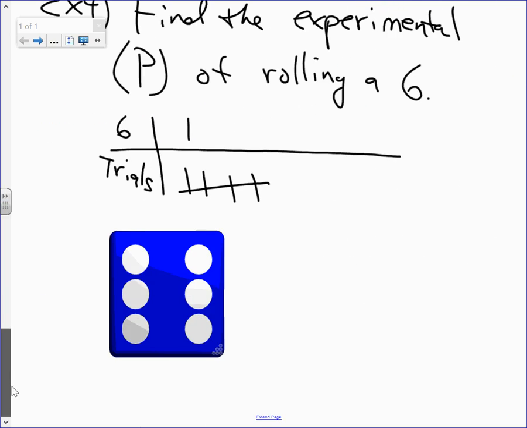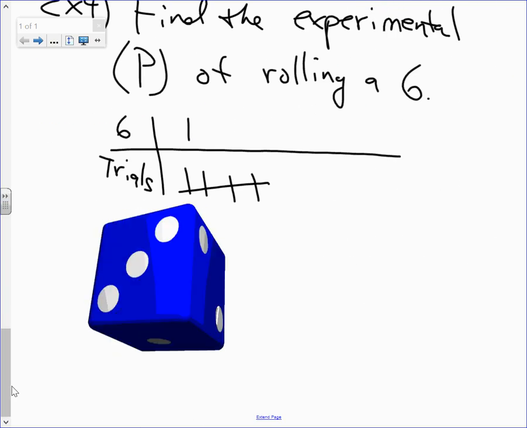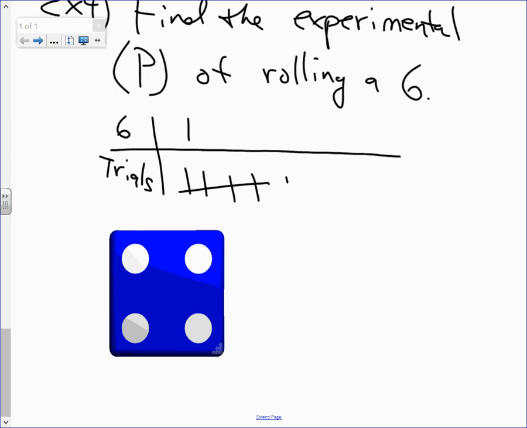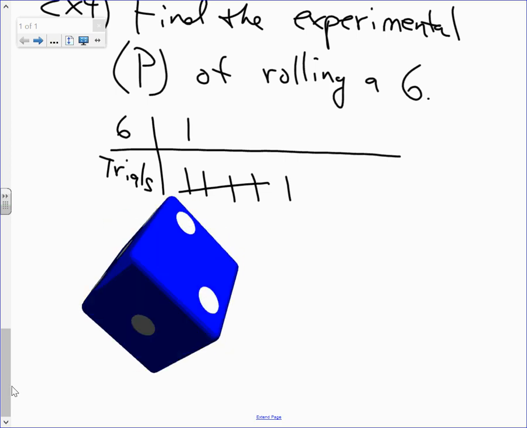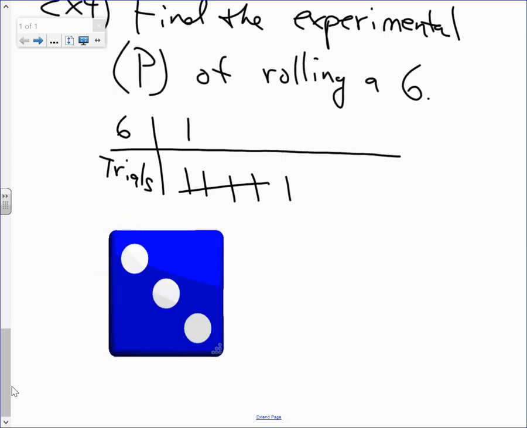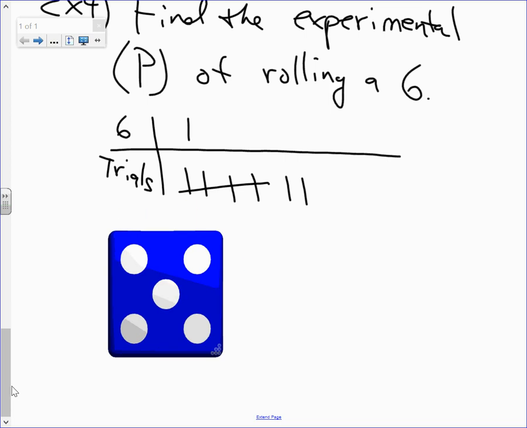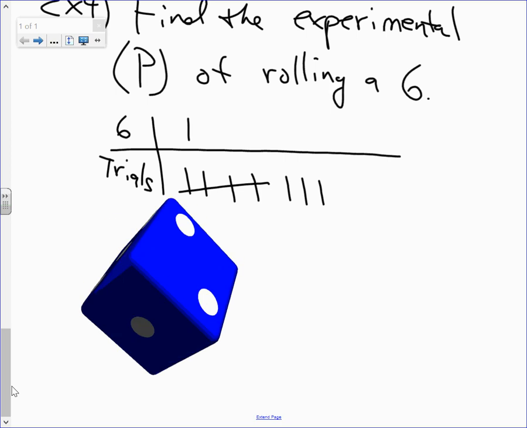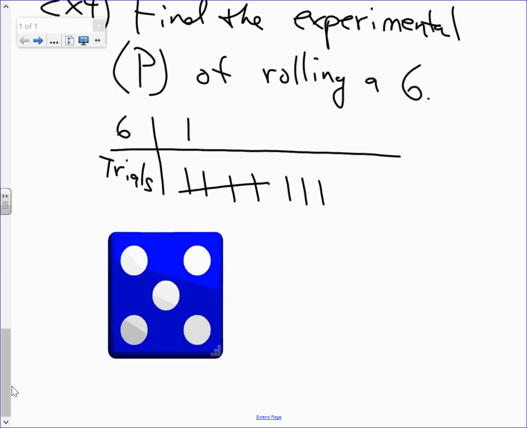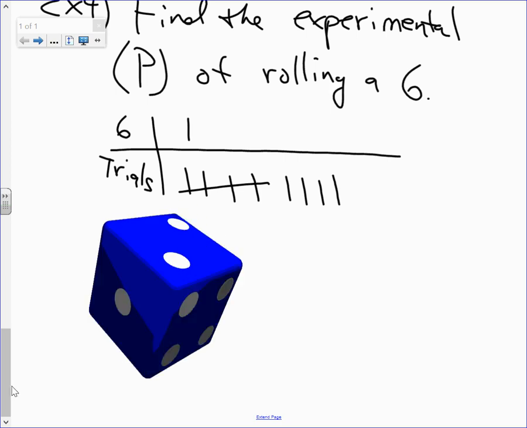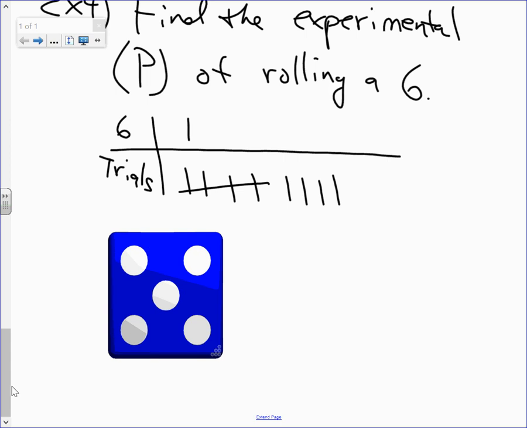Let's keep going. Trial 6. No 6. Trial 7. No 6. Trial 8. Let's see if Simon's right. He called 2. Let's see if we get it. Trial 9. He might get it. Let's see if he gets it. I got 0. All right. So I got 1 out of 10.